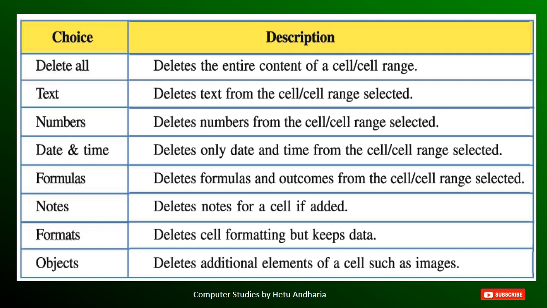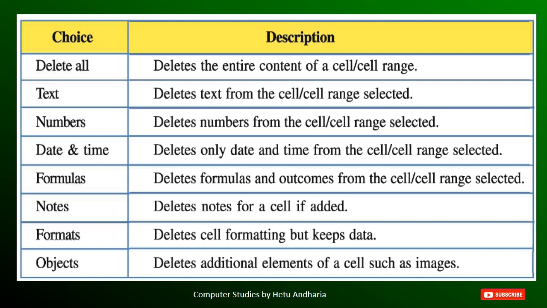The next option is text. If you select text, then it deletes the text from the cell or cell range selected. It means in the cell range which you have selected, if there are numbers or dates in some of the cells, then that will not get affected at all. Then the next one is numbers. It deletes the numbers from the cell or cell range selected. The remaining things will remain intact as they are. Next is date and time. It deletes the date and time from the cell or cell range selected.